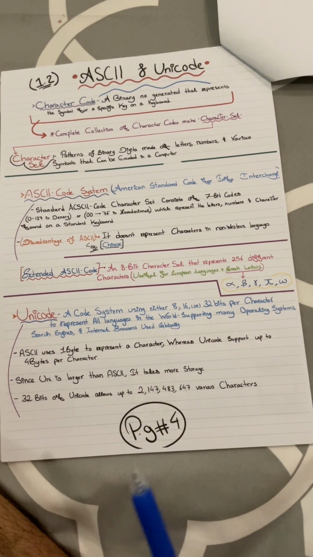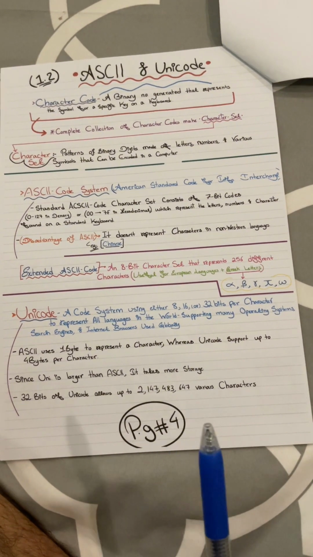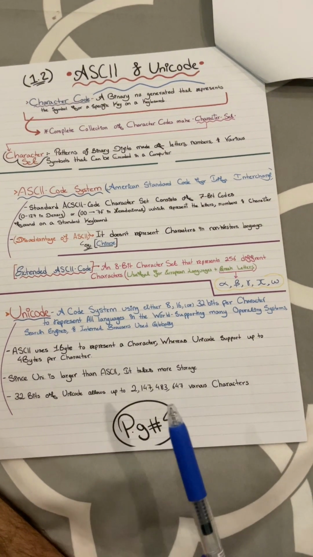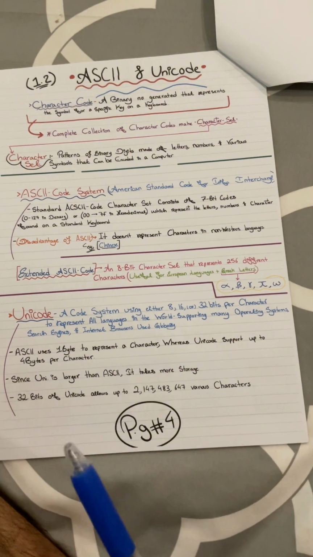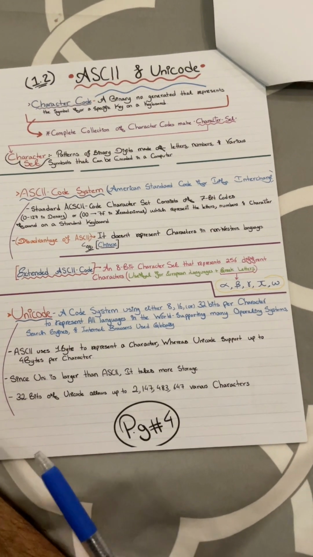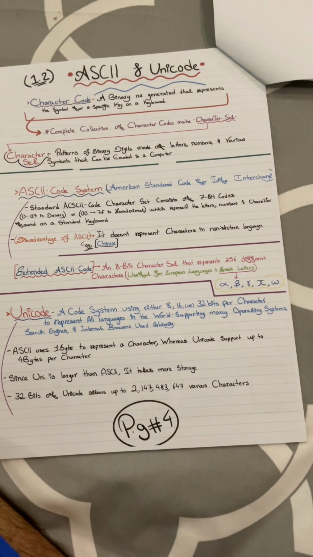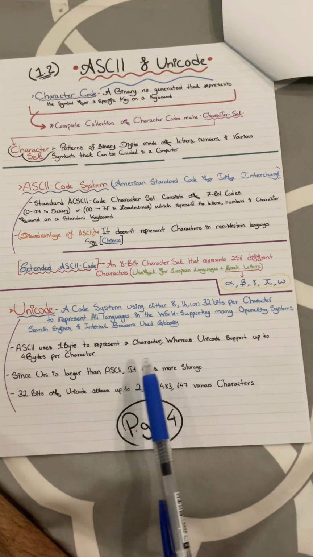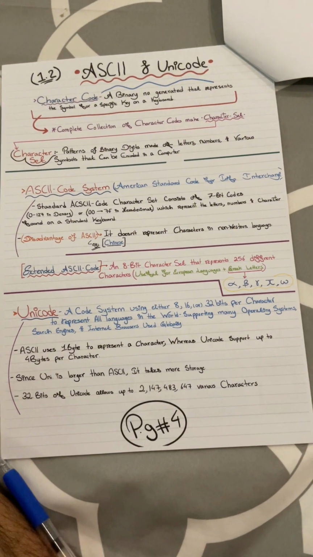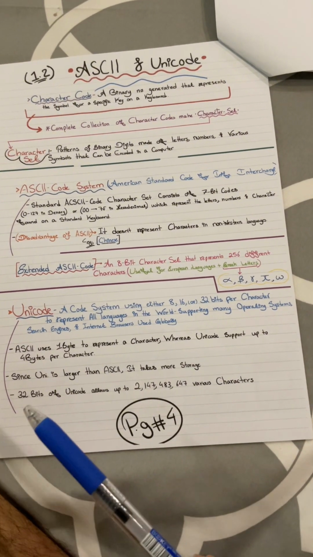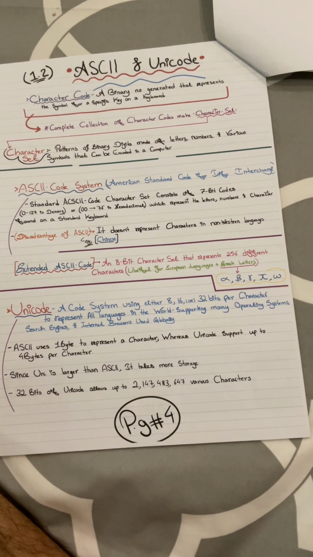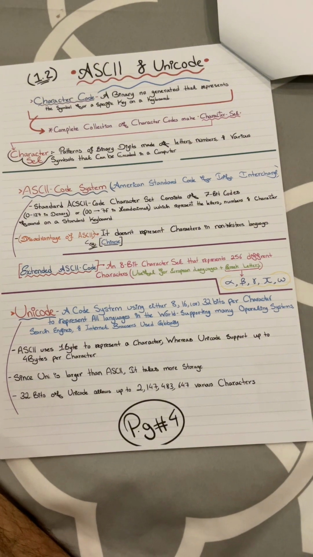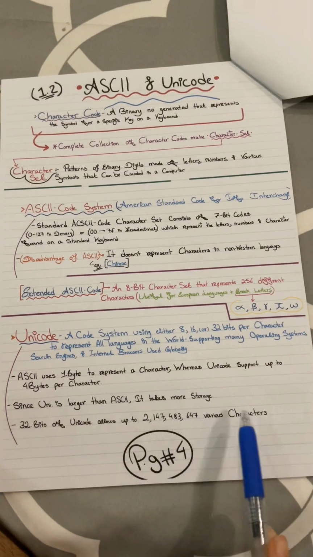The Unicode turned out to be a code system that uses either 8, 16, or 32 bits per character to represent all languages in the world, supporting many operating systems, search engines, and internet browsers used globally. Okay? Here are some key points to consider about the Unicode. ASCII uses 7 or 8 bits, whereas the Unicode can use 4 bytes per character. Since the Unicode is larger than ASCII, it takes, of course, more storage, and 32 bits of the Unicode allows up to 4,294,967,296 various characters.